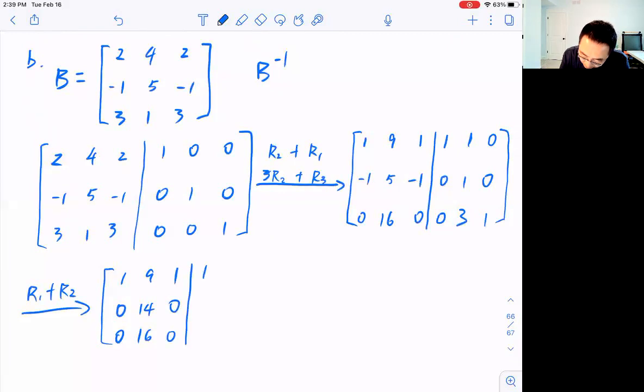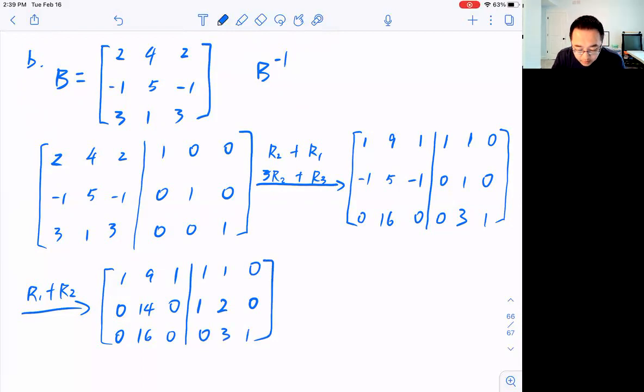Here, 1, 1, 0 doesn't change, but then 0 plus 1 is 1. 1 plus 1 is 2. 0 plus 0 is 0. Then 0, 3, 1.